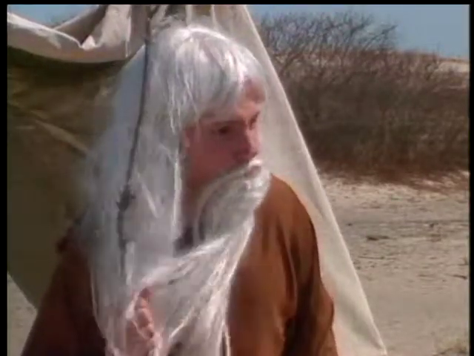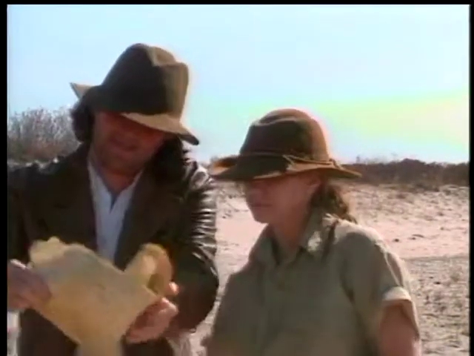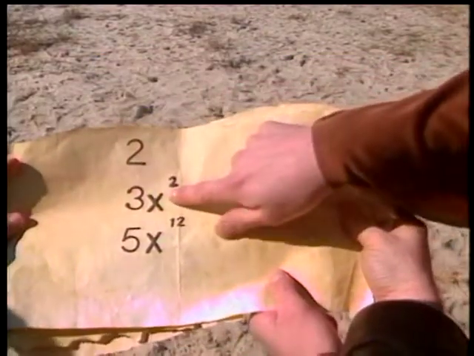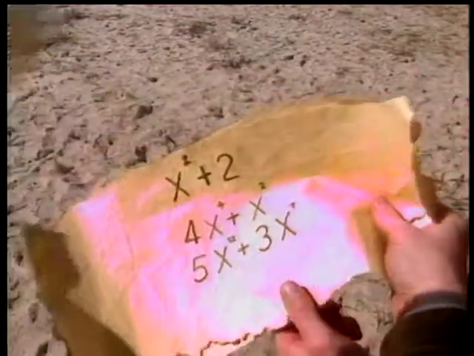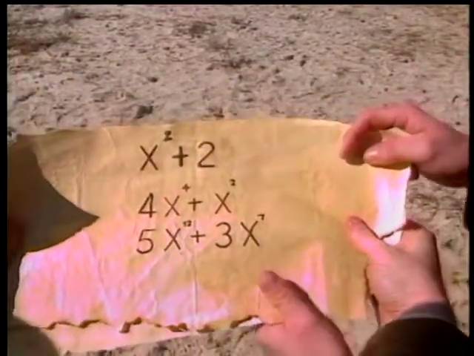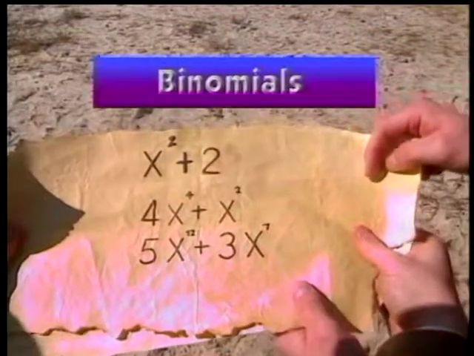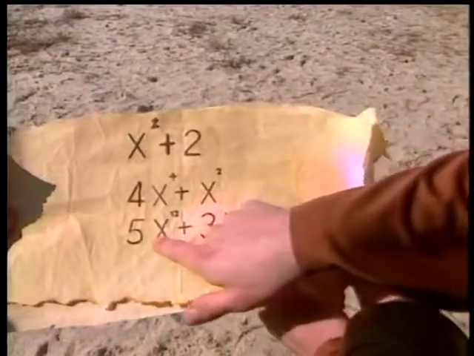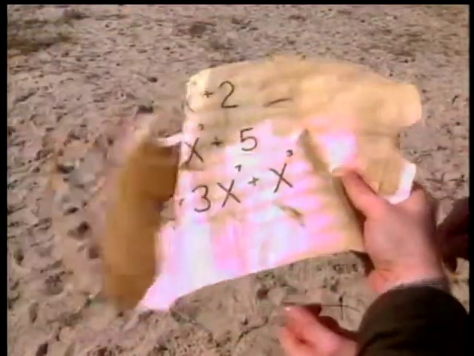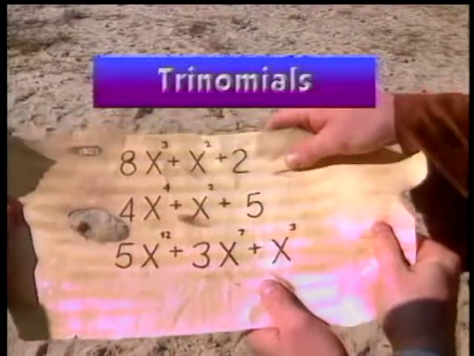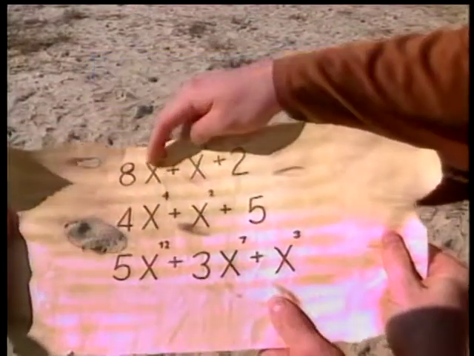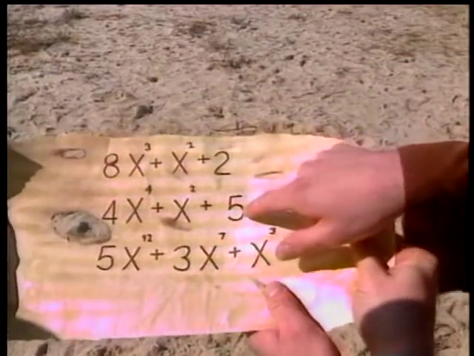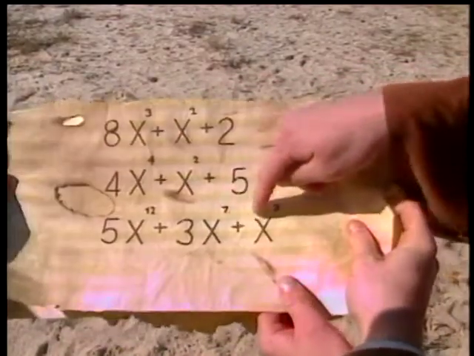What are those? Oh, these are examples of monomials: 2, 3x squared, and 5x to the 12th. What about this one? Oh, expressions with two terms are binomials: x squared plus 2, 4x to the 4th plus x squared, and 5x to the 12th plus 3x to the 7th. And this one? Oh, trinomials are expressions with three terms: 8x cubed plus x squared plus 2, 4x to the 4th plus x squared plus 5, and 5x to the 12th plus 3x to the 7th plus x cubed.